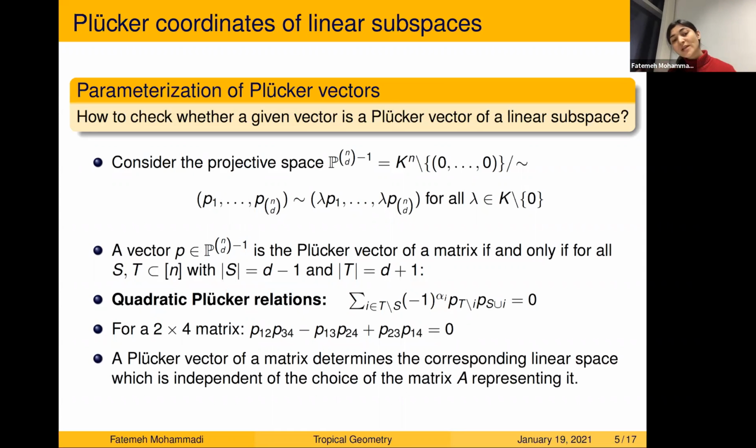Okay, and it's also easy to see that once you have your linear space, of course, you have different ways to write down a matrix representing your space, right? Applying matrix operations, you get another matrix which corresponds to the same linear space, and then the Plücker coordinates of both are the same in this projective space. So it represents the same linear space.